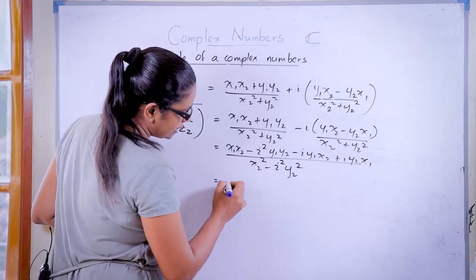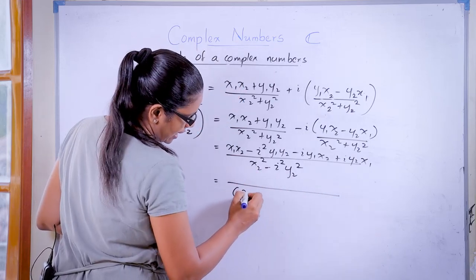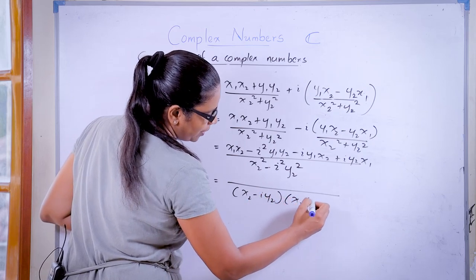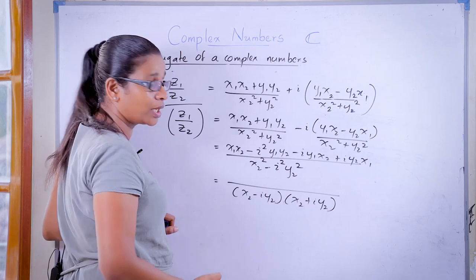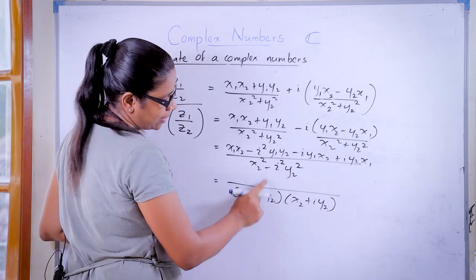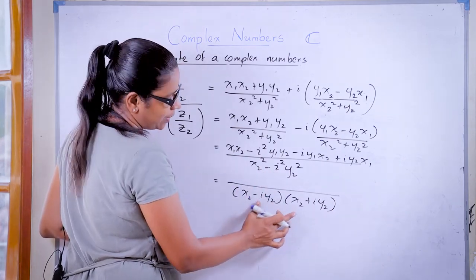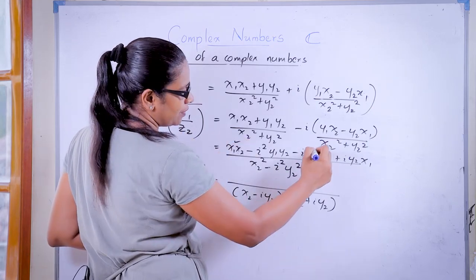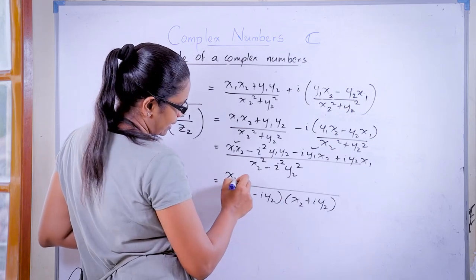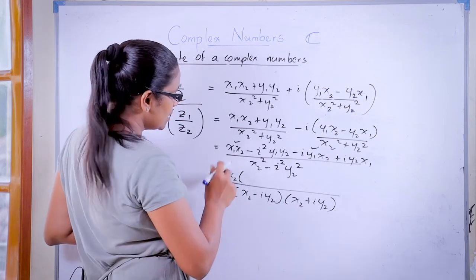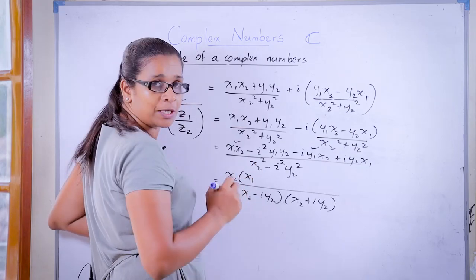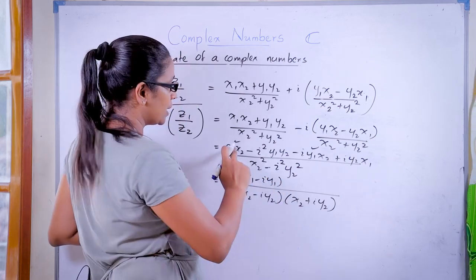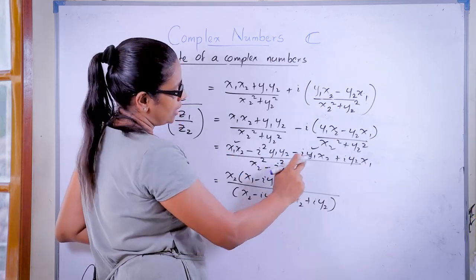Okay. Now, look at this one. This one I can write as x2 minus iy2 into x2 plus iy2. Okay. This is, I am going to write this one as a bracket, the multiplication of this bracket. Okay, now look at this one. If you consider this term with the third term here, I can write it with x2 as a common factor. So x2 inside the bracket, x1 will remain, x1 minus iy1. Okay, I considered these two terms only.